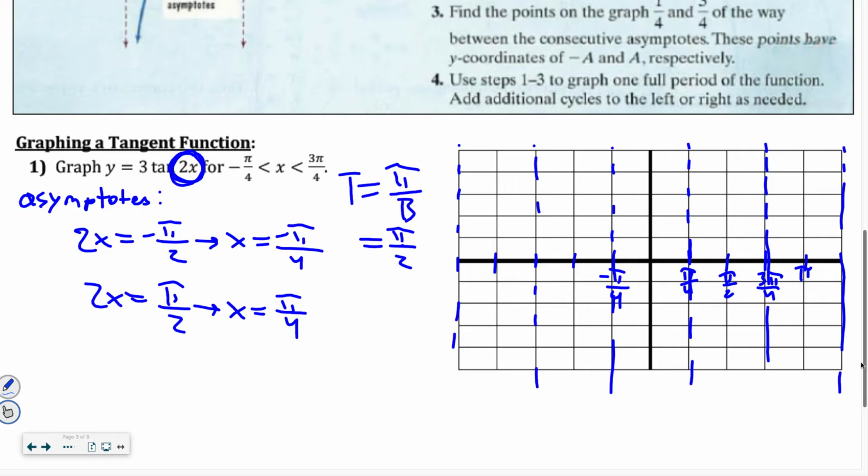And if we have a phase shift in there, so if this was like 2x minus pi or something like that, we'd have 2x minus pi equals negative pi over 2 and pi over 2. So that whole argument. So aren't there other points to define? Yes, we're not done. We actually haven't graphed anything yet, right? We just have our asymptotes. Yep. So what we're going to do is halfway between all these sets of asymptotes, we're going to have our intercepts.